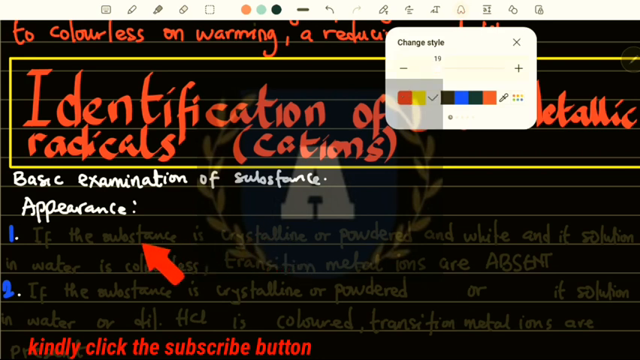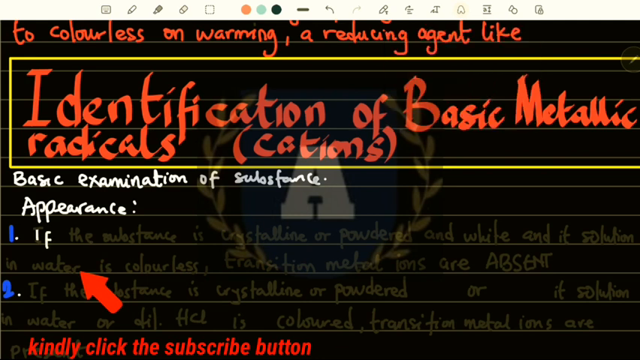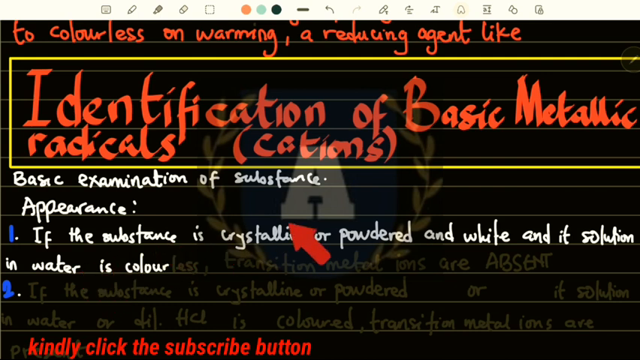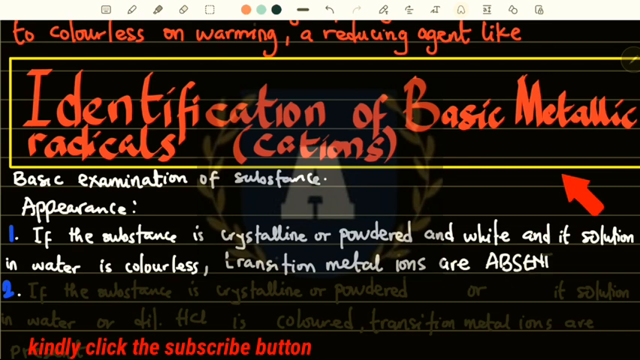Now, the first one is the appearance test. If the substance is crystalline or powdered and white, and its solution in water is colorless, then transition metals are absent, because transition metals are always colored.